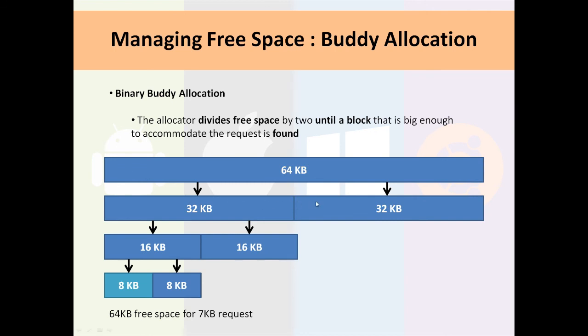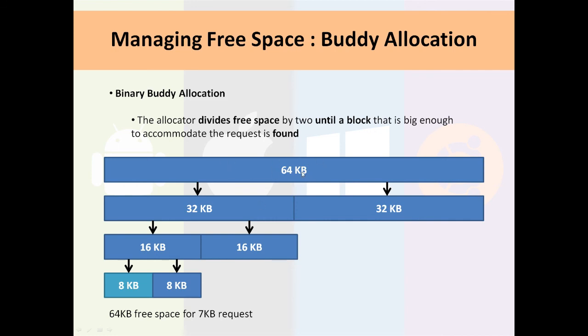Say we had a free chunk here, and we were given a 7 kilobyte request. Obviously this is way bigger than our request size. For example, if this was worst fit, you would just put it in here, right? What buddy allocation does is say, okay, let's divide this chunk into 2 and continually divide it by 2 until we have a chunk that is big enough for the allocation size.